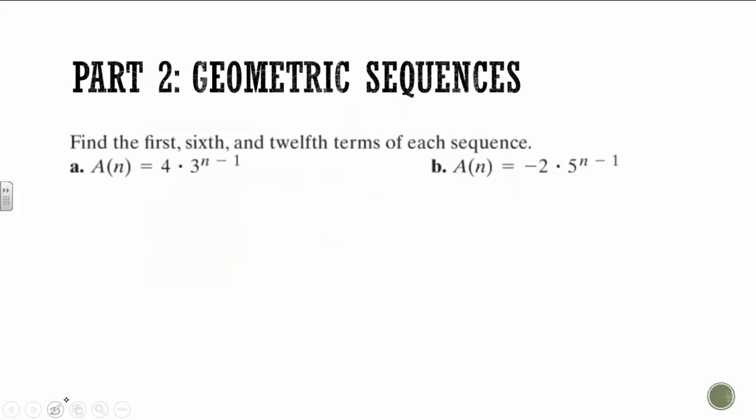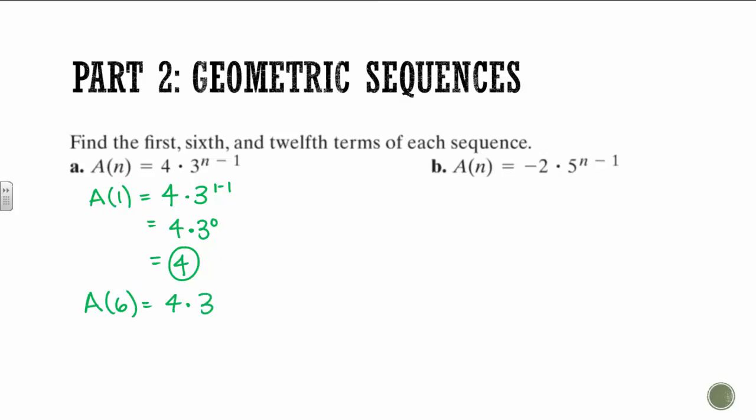Find the first, 6th, and 12th terms of each sequence, just like we did before. If we want to find the first one, remember we could look at the equation, but also if we plug it in here, we have 4 times 3 to the 0 power. If you plug that in your calculator, it just gives you 4. Now the 6th one, we can plug this in. You get 4 times 3 to the 5th power. And if you do that in your calculator, 3 to the 5th power gives you 243. And if you multiply that by 4, you end up with 972.